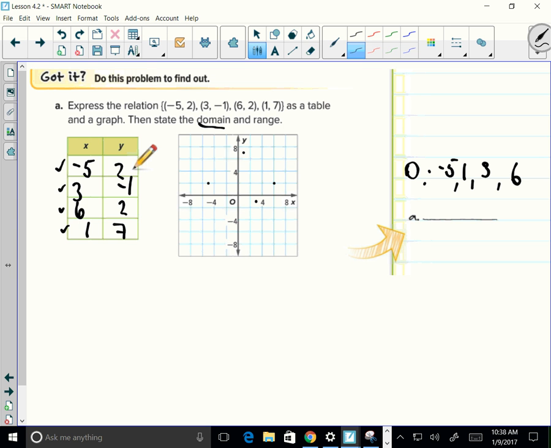Now let's look at our range. Right here, the smallest one for range is -1. After that, I have 2 2's. I only need to write it once. So there's a +2 there, and then a +7. So here are my domain and my range.